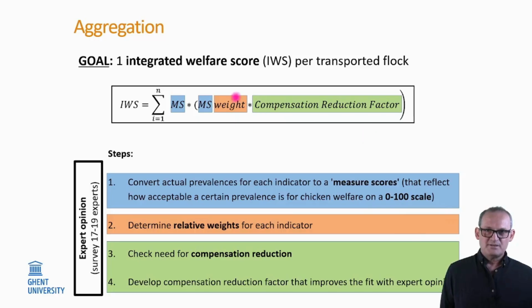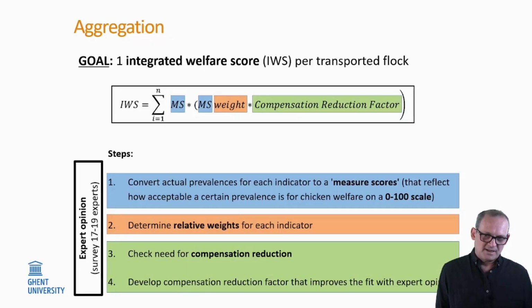Another thing that needs to be calculated is the relative weight of each of these welfare indicators. And then it's something called the compensation reduction factor. And the compensation reduction factor addresses the question whether it is fair that if a bird during pre-slaughter suffers from a specific welfare problem during that time, whether its overall welfare can still be okay and good because it scores good or average on the 8 other welfare indicators.